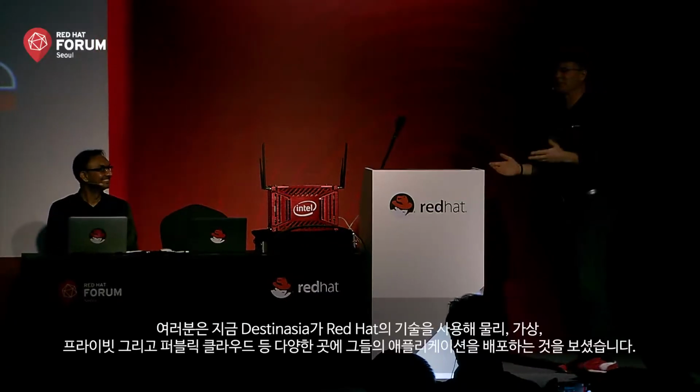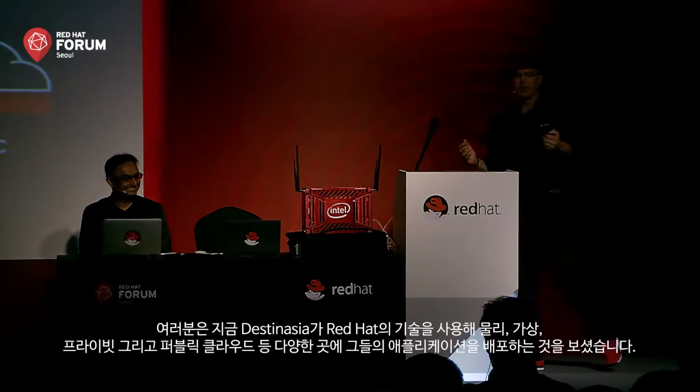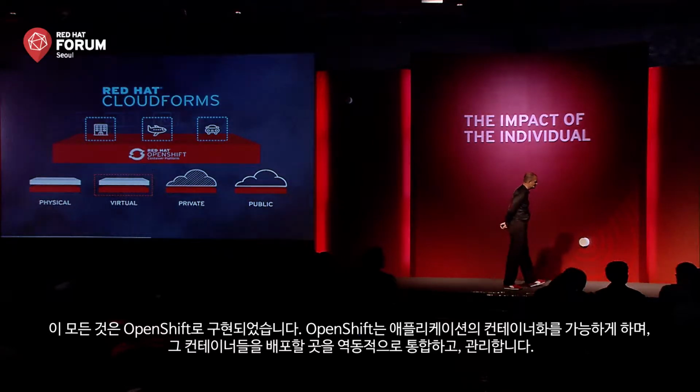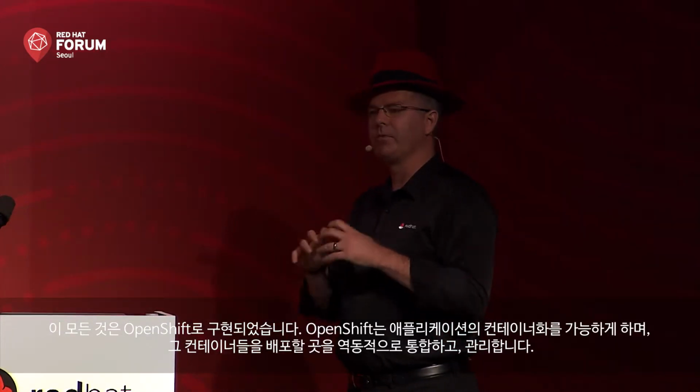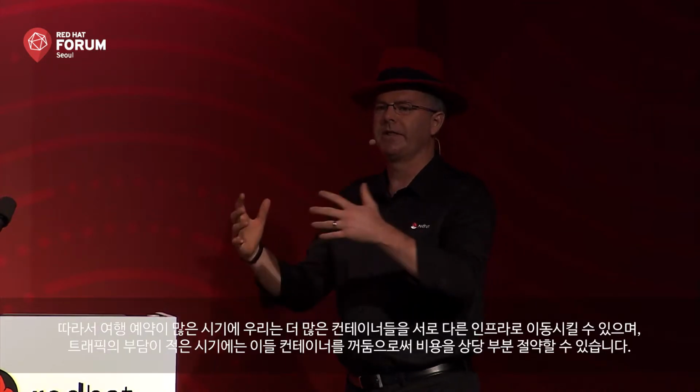So, folks, what you saw here is Destinasia was able to use the Red Hat technology to distribute their applications across various footprints, the physical, the virtual, private, and even the public cloud. And this is all achieved with OpenShift. Now, OpenShift lets us containerize the applications, and then it will orchestrate or manage where we put those containers dynamically. So in times of high pressure, a lot of travel bookings, we can move more containers into different infrastructures. And then in times of low pressure, low traffic, we can switch those containers off and save a significant amount of money. And we do that by using what we call providers.